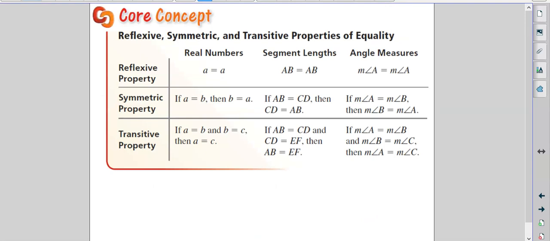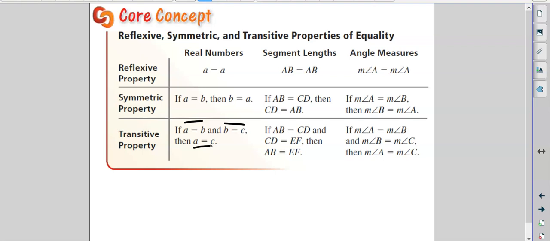All right, more vocabulary. Reflexive property basically means something is itself. Symmetry just means you can switch it. So if A equals B, then B equals A. We just switch them. If AB is CD, then CD is AB. We're just switching sides like we just did. And transitive basically says if A is B and B is C, then A is C. So it's kind of like saying if Adam and Becca are friends and Becca and Charlie are friends, Adam and Charlie will probably be friends.